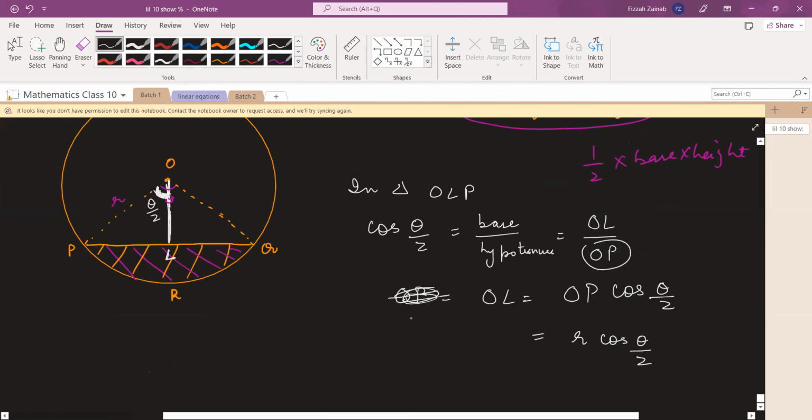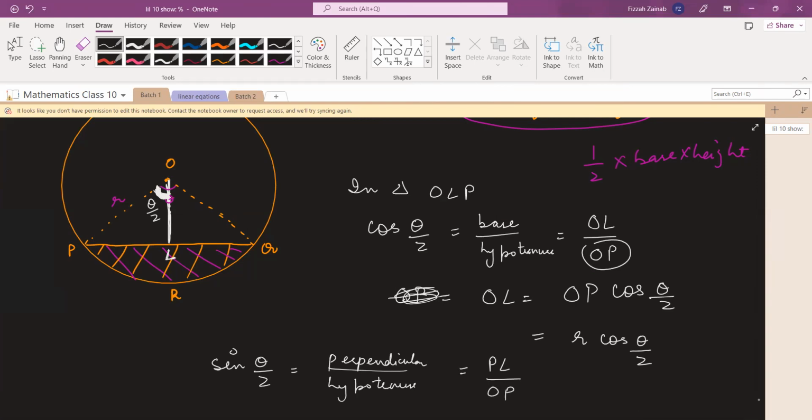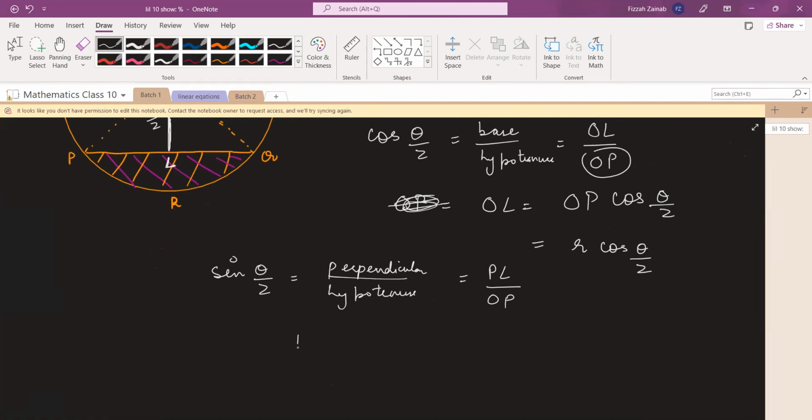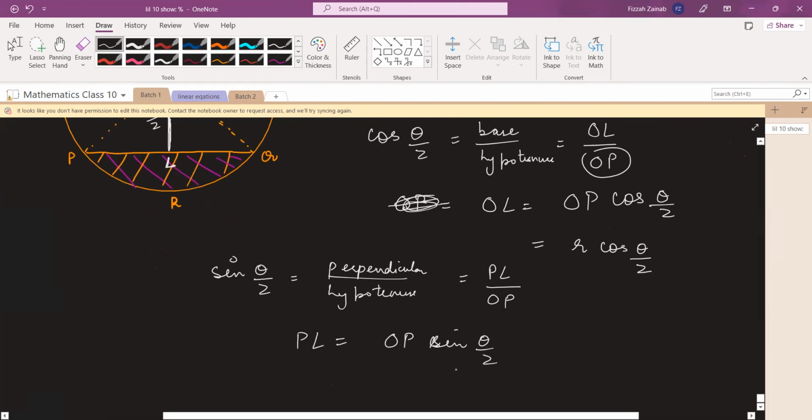Now similarly, let us write sine theta by 2. Sine, you know, is perpendicular upon hypotenuse, from trigonometry. Now, this is the angle theta by 2. So, which side is perpendicular? That means PL, and by OP. So from here, my PL will be OP into sine theta by 2. Again, this OP is R, so you can call it R sine theta by 2. Is that okay?